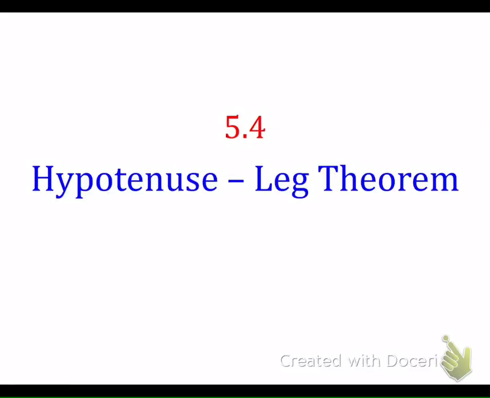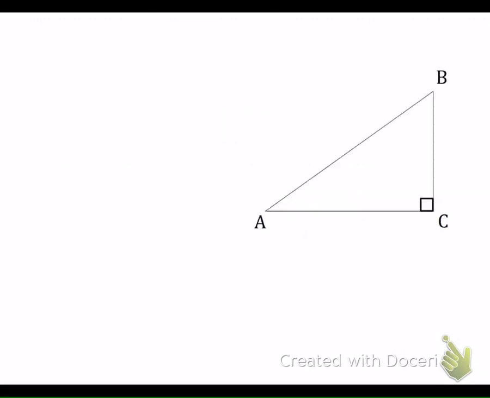So section 5.4 is the fifth and final way to prove that two triangles are congruent. We already did SSS, SAS, ASA, AAS. Today is the fifth one, okay? It's the HL, or the hypotenuse leg theorem.